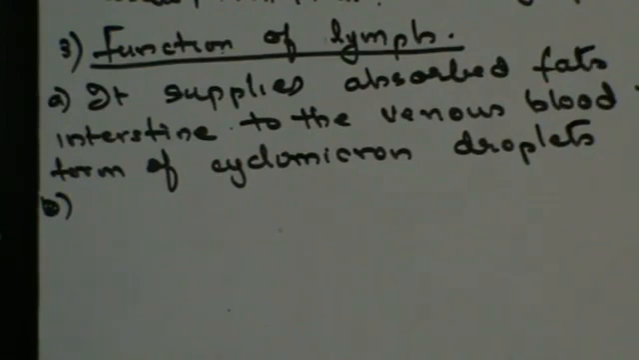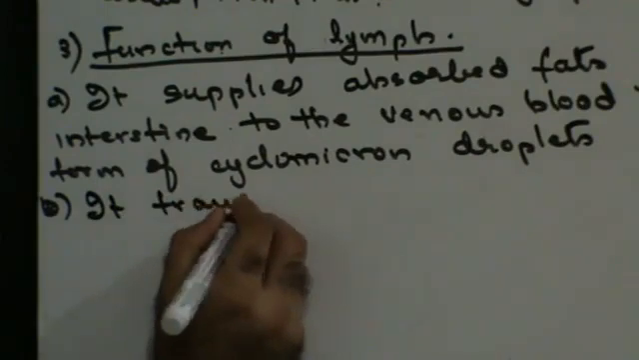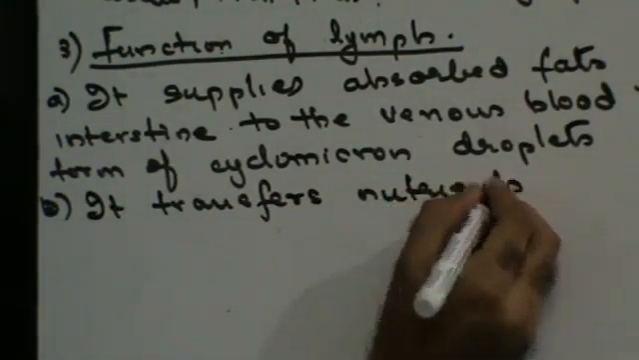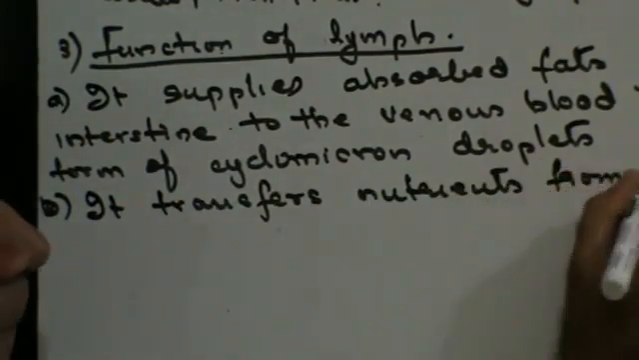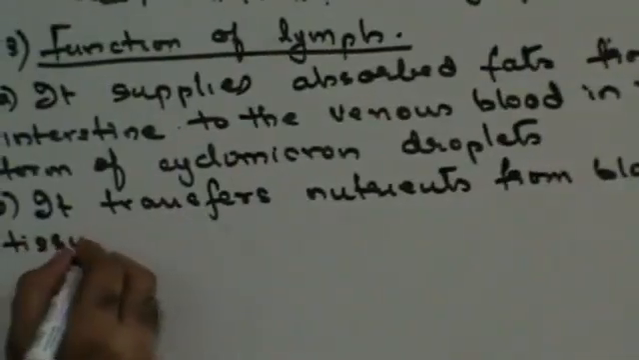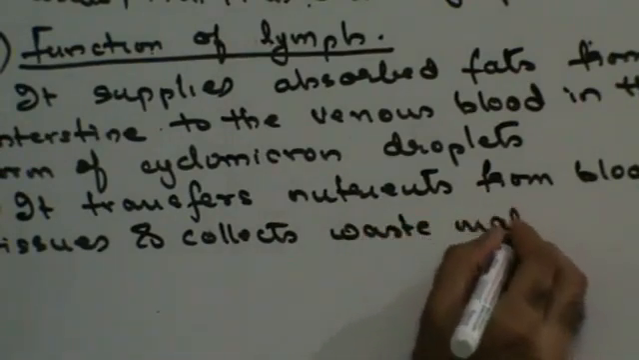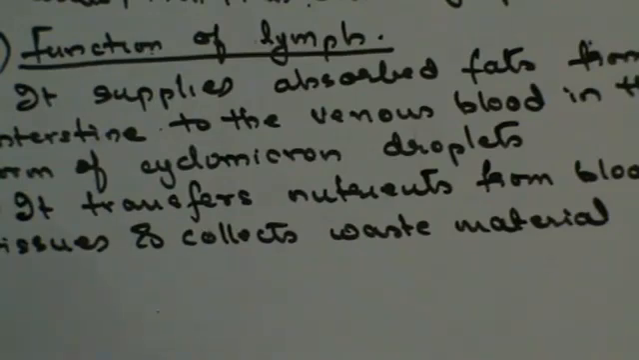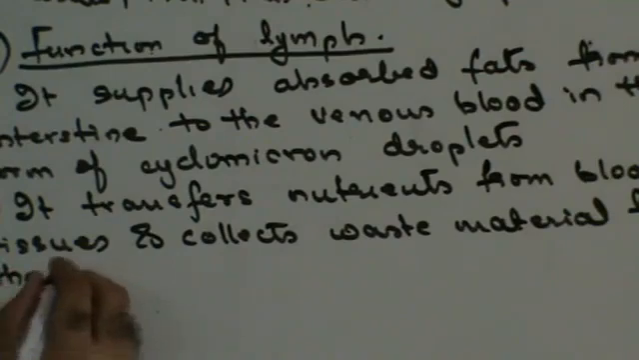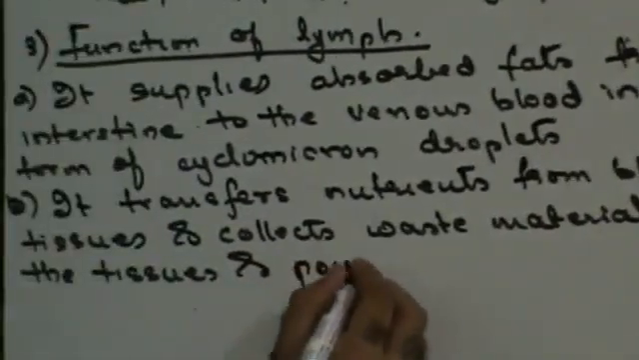The next function: it transfers nutrients from blood to the tissues and collects waste material from the tissue and pours it back into the blood. Obviously, you cannot have blood going into the small tissues, so it's the lymph that supplies them with nutrients and collects the waste products and pours them into the venous blood.